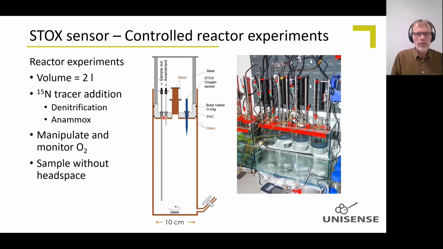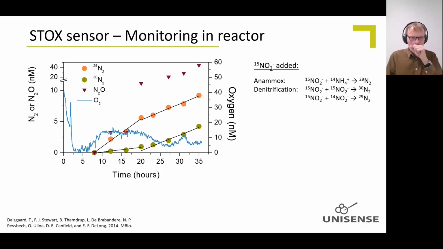With the piston here, we could take samples without introducing a headspace, and that was important because we were doing 15N experiments where we wanted to collect N2 and measure the isotopic composition of that. We could manipulate and measure oxygen in these, the type of data we got, like this.